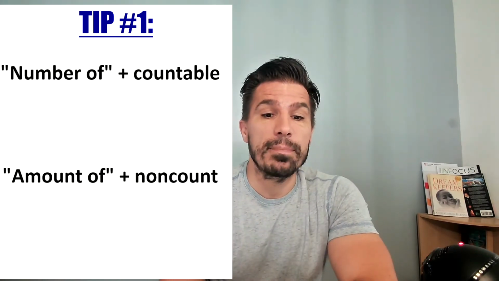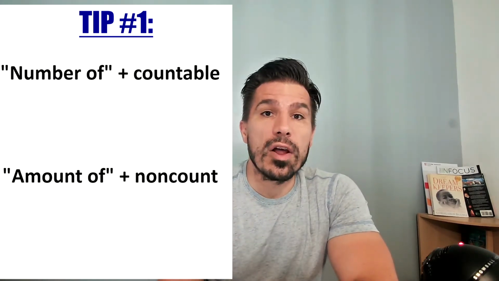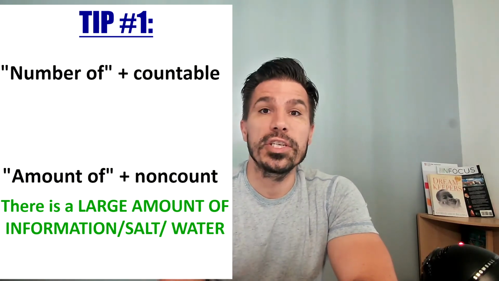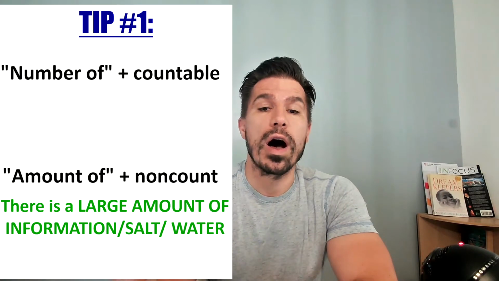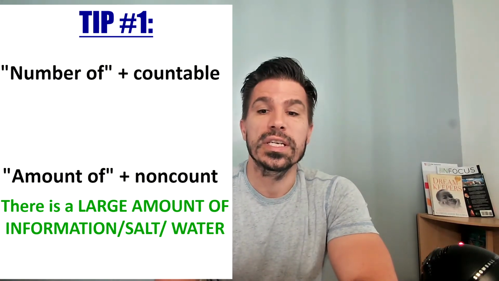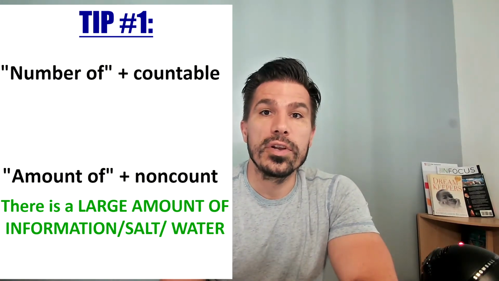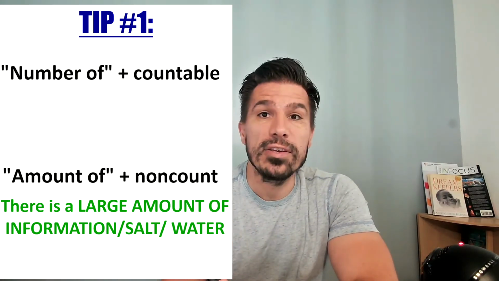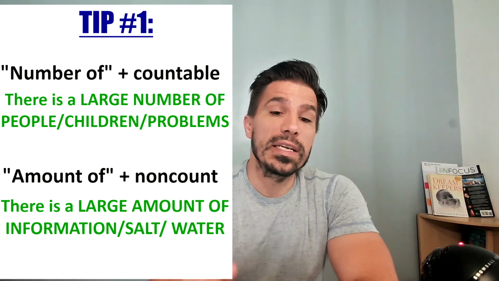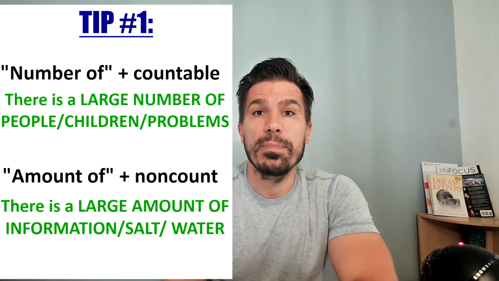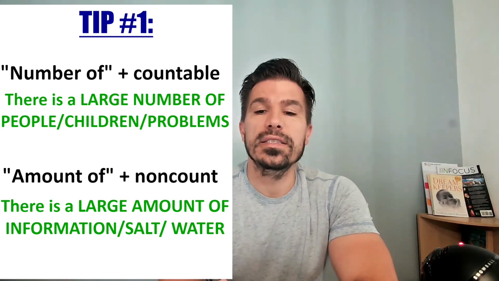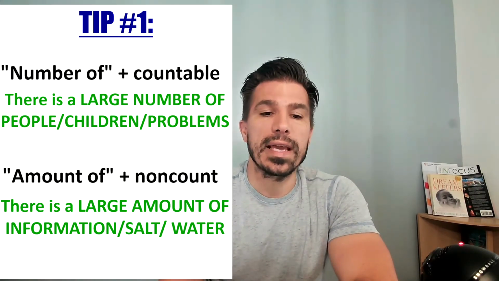Let's look at an example. If I'm going to use a large amount, I might say there's a large amount of information, large amount of salt, water, confusion, drug use. These are all non-countable, so I use amount. However, if I use a large number of, we can see a large number of children, people, problems, issues, cats, dogs, something plural and countable.